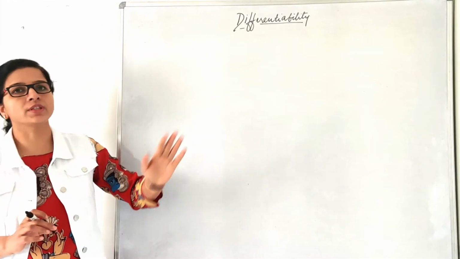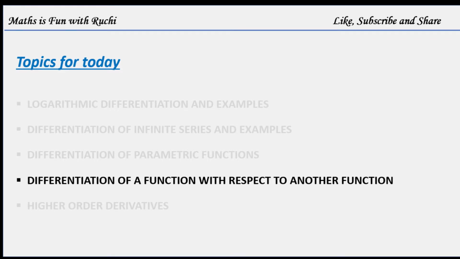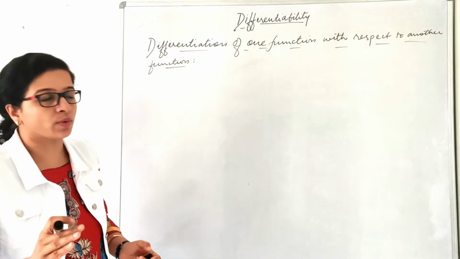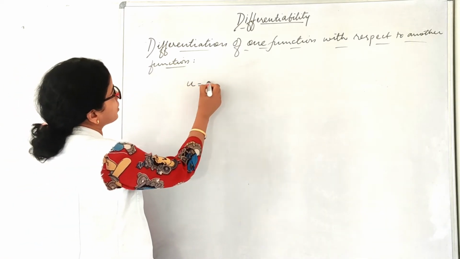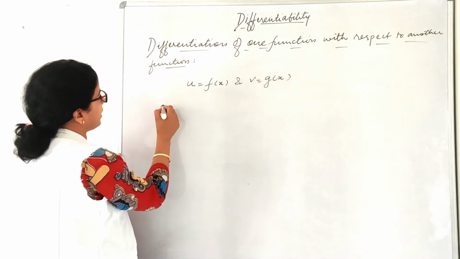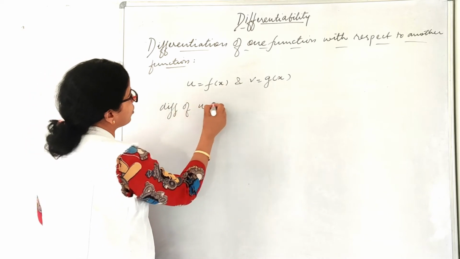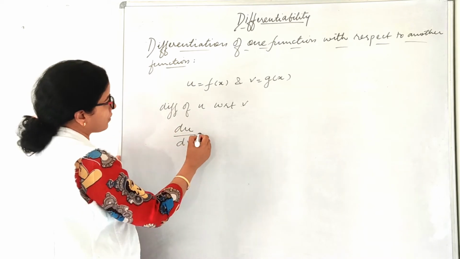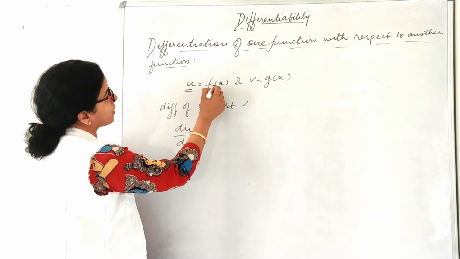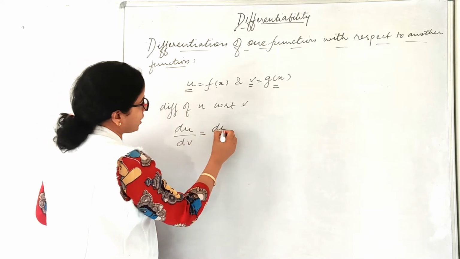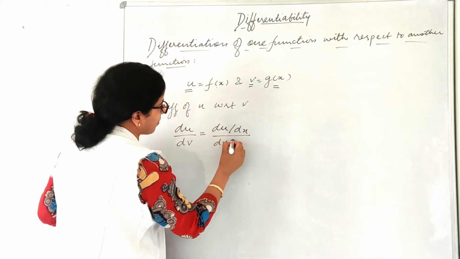So now let us learn differentiation of a function with respect to another function. So viewers, till now we have learned the differentiation of a function with respect to x. Now we'll learn differentiation of one function with respect to another function. Say for example, I have two functions, u equal to f(x) and v equal to g(x), and I have to find differentiation of u with respect to v. So in this case, I have to find du by dv. So we will find the differentiation of u with respect to x, v with respect to x, and then we'll find du by dv, that is du by dx upon dv by dx.